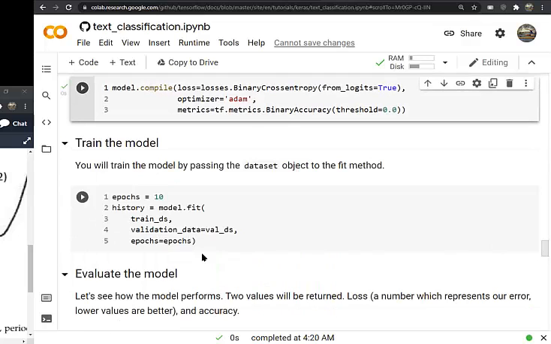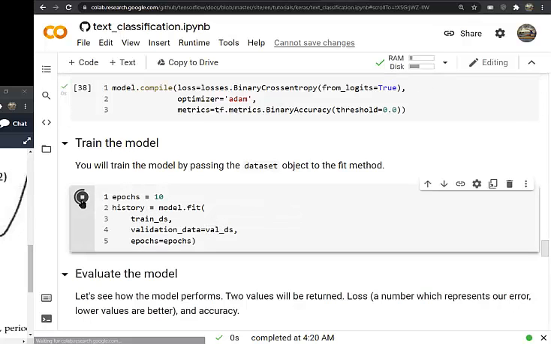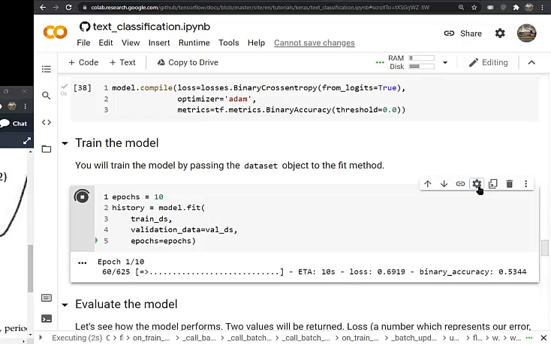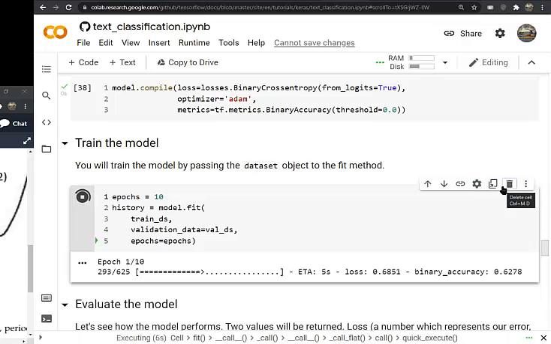And then we've seen this also before. Epochs is the number of times it runs through the data. Here we're specifying the training set and the validation set and the number of epochs. And this will take a while, so I guess I will pause.